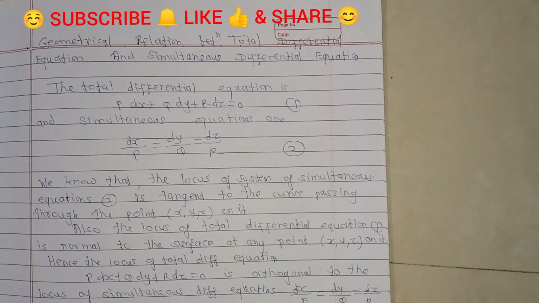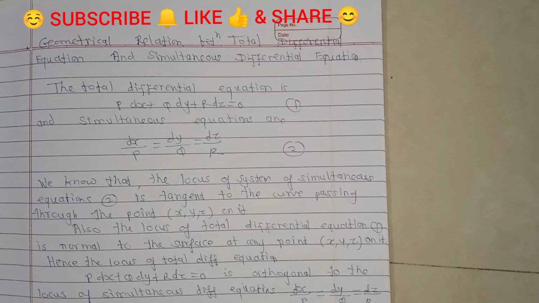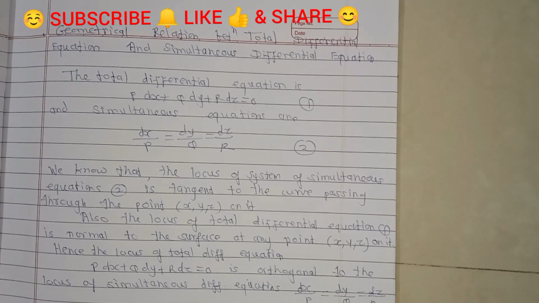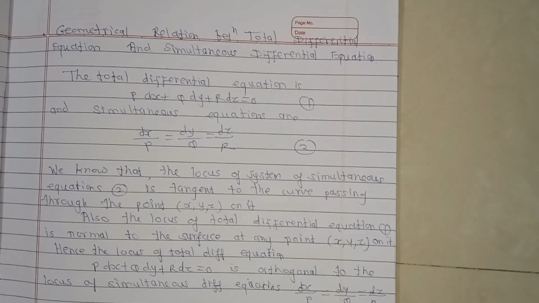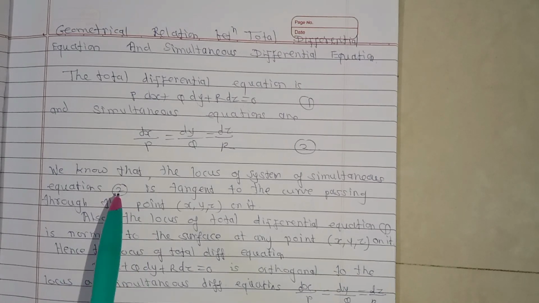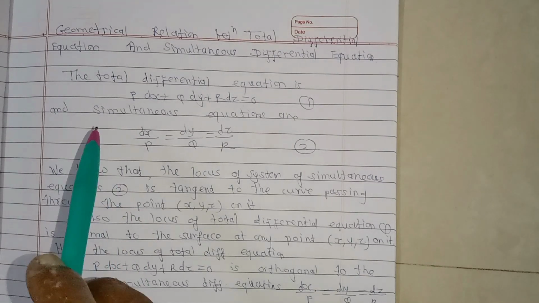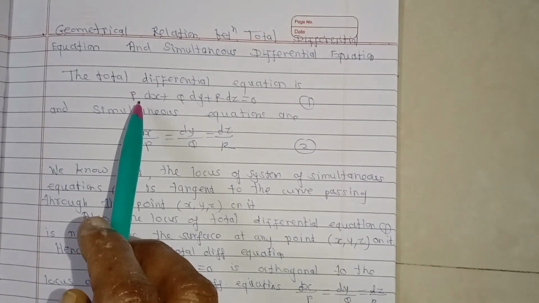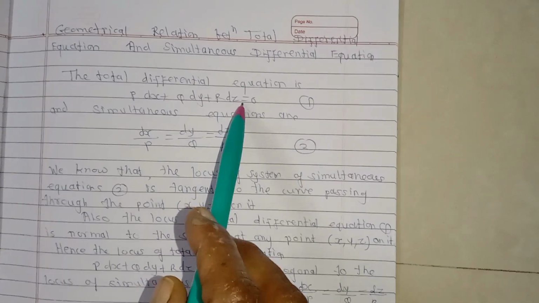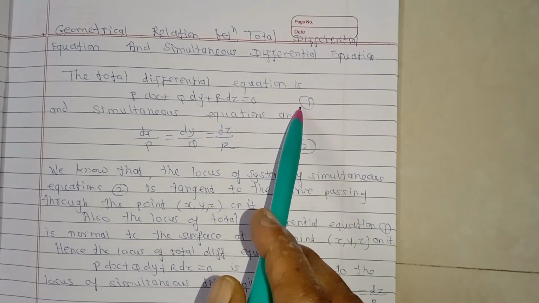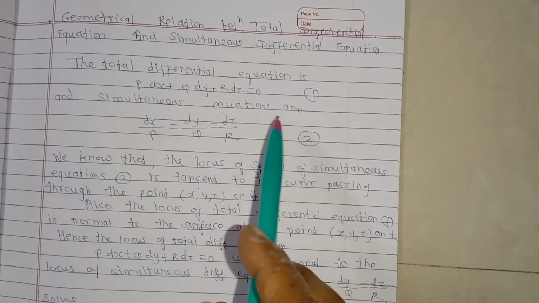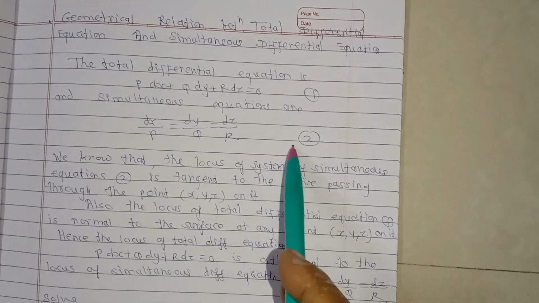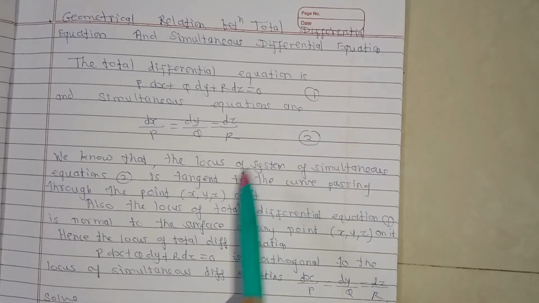Today we consider the geometrical relation between total differential equations and simultaneous differential equations. We know that the total differential equation is p dx plus q dy plus r dz equal to 0, denoted as number 1, and simultaneous differential equations are dx upon p equal to dy upon q equal to dz upon r, denoted as number 2.